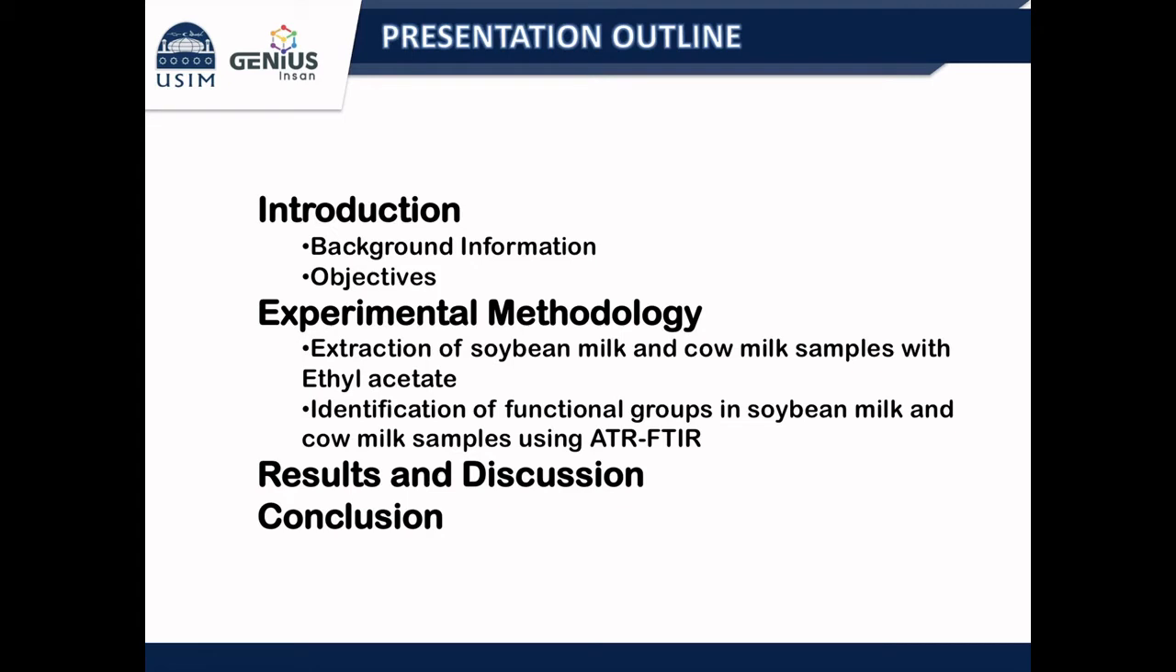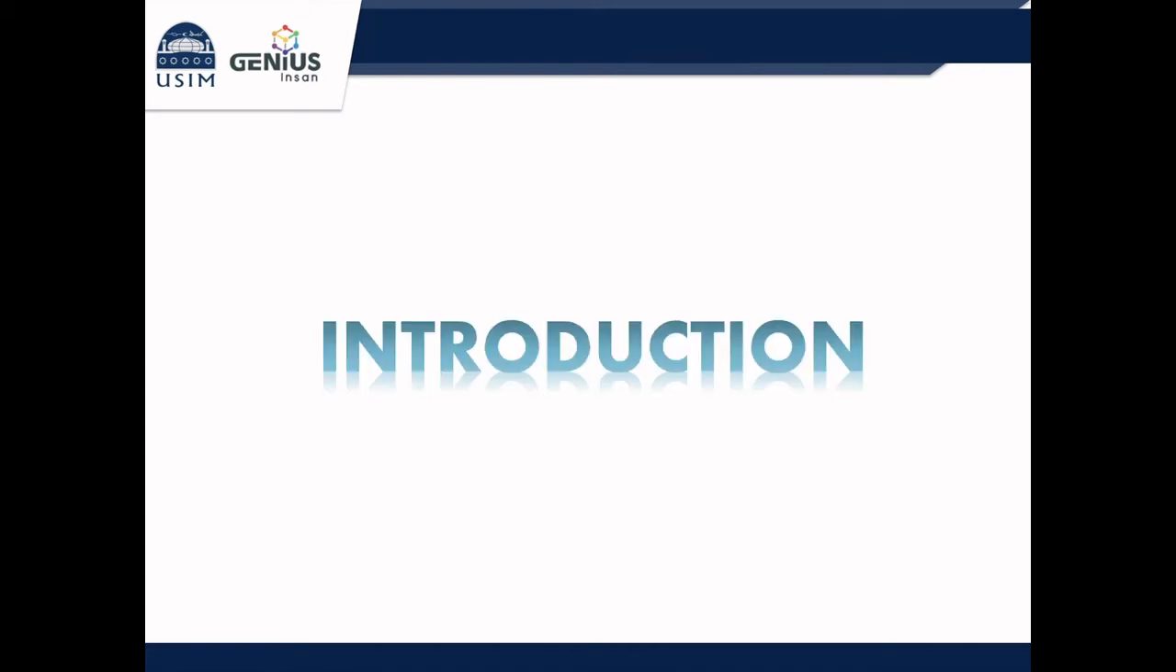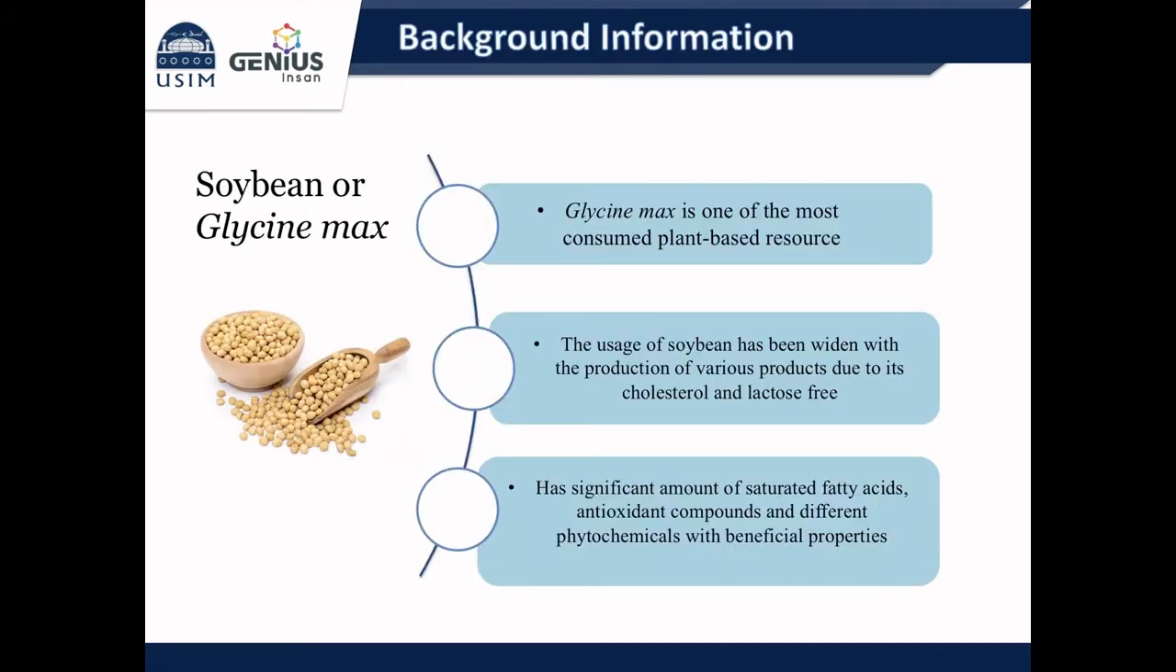My presentation today will cover an introduction, experimental methodology, results and discussion, and conclusion. As for the introduction, soybean or Glycine max is one of the most consumed plant-based resources with 200 million metric tons produced per year. The usage of soybean has widened with the production of various products such as soybean powder, soybean milk, and soybean oil. It is due to its being cholesterol and lactose-free.